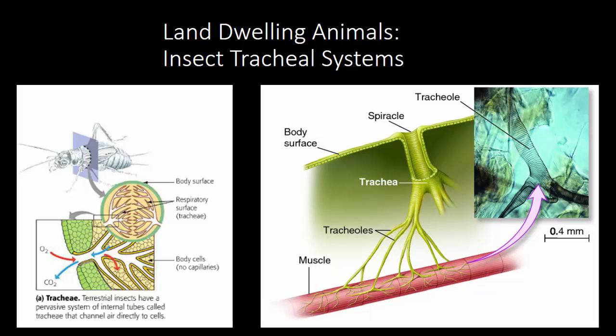Tracheal systems are found in insects. They are a network of branching tubes that run throughout the body. Gas exchange with body cells occurs via direct diffusion. There is no need for capillaries.